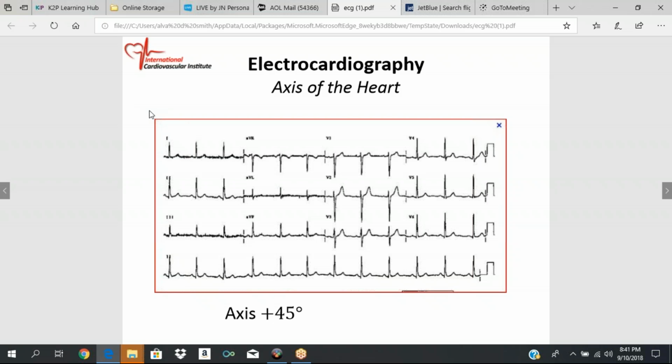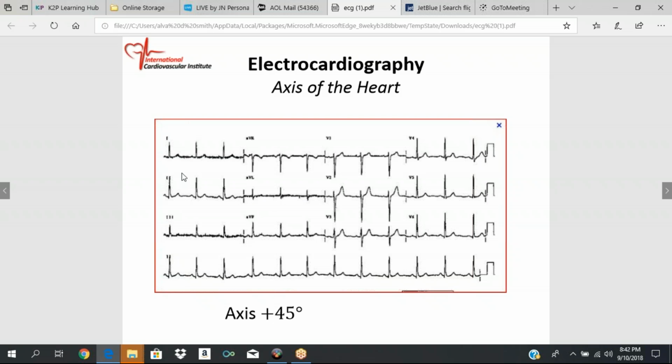Let's do the axis. To do the axis, you have to look in your limb leads. These are your regular limb leads, and these are your augmented limb leads: lead 1, lead 2, lead 3, AVR, AVL, and AVF. In your limb leads, which is the most isoelectric? The most isoelectric is AVL. That means the positivity is almost equal to the negativity. It is not completely isoelectric, but the most isoelectric is AVL.